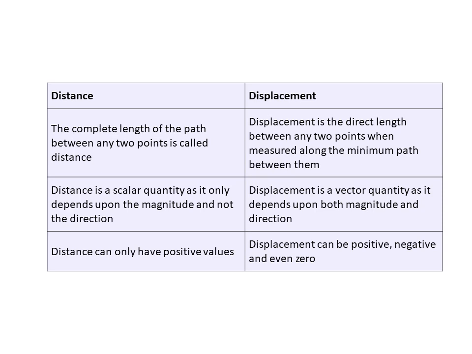Distance is the complete length of the path between any two points. Displacement is the direct length between any two points when measured along the minimum path between them. Distance is a scalar quantity as it only depends upon the magnitude and not the direction. Displacement is a vector quantity as it depends upon both magnitude and direction.